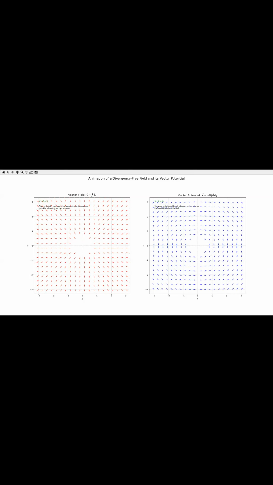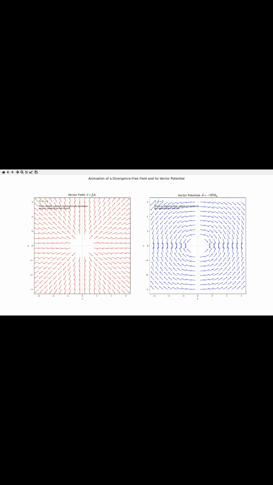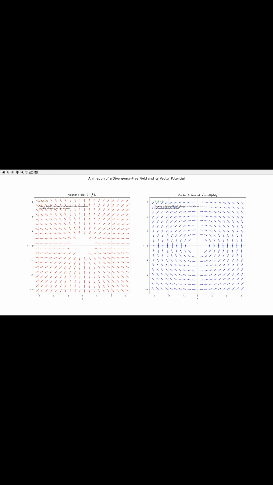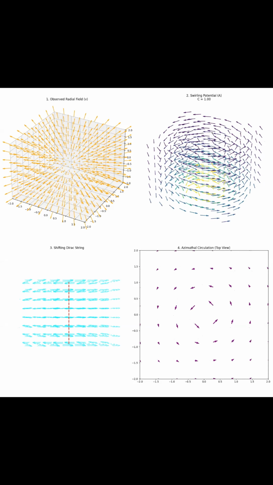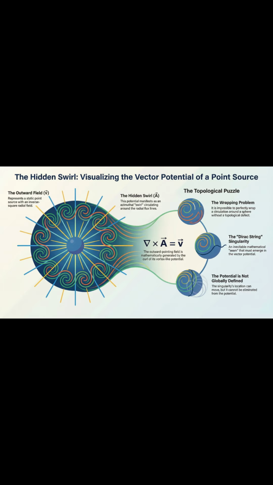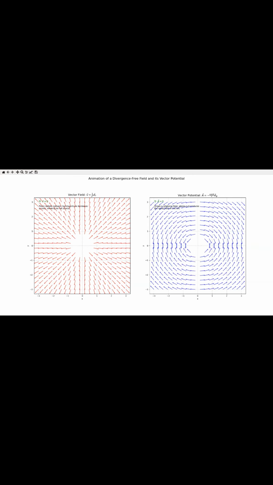The physical manifestation of this potential is not a straight line, but rather the geometry of an azimuthal swirl. Even though the field lines we observe push directly outward, they are actually being generated by this vortex-like potential circulating around them. This creates a fascinating tension between the straight path of the force and the circular path of the potential.